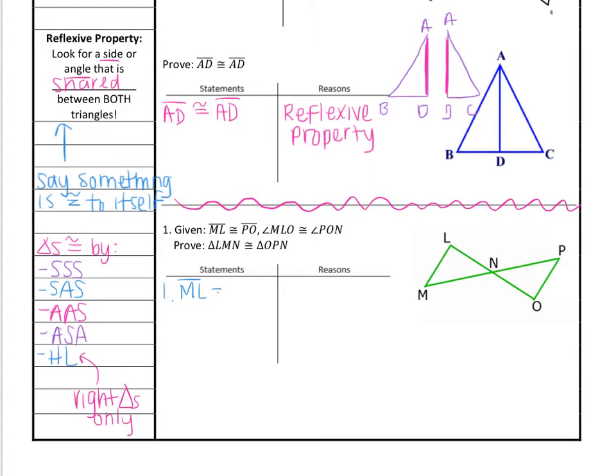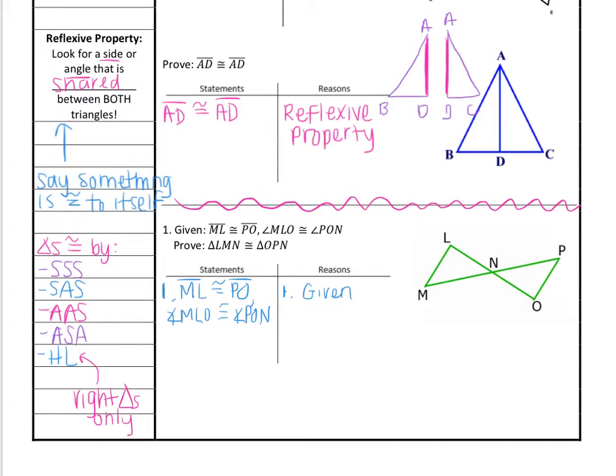ML is congruent to PO. You literally just copy the entire thing. Angle MLO is congruent to angle PON. Notice that I numbered this time. First statement is number 1, so my first reason gets a number 1 as well. And the reason here is just given. Your first statement always comes from the given.